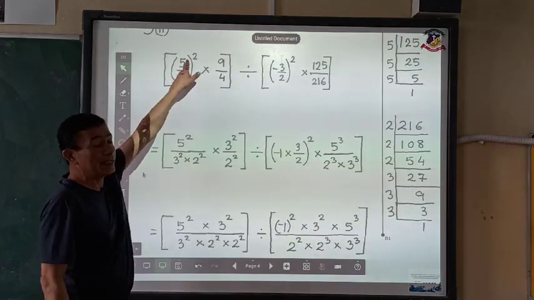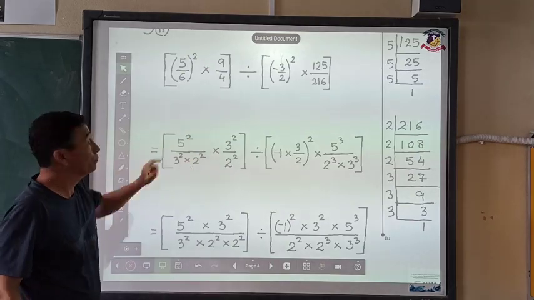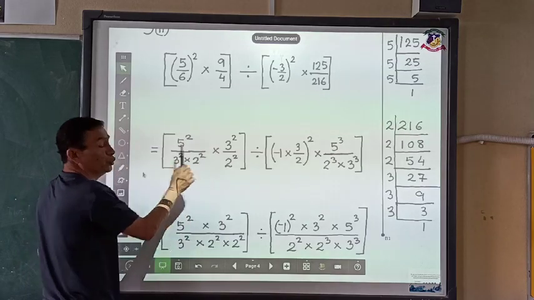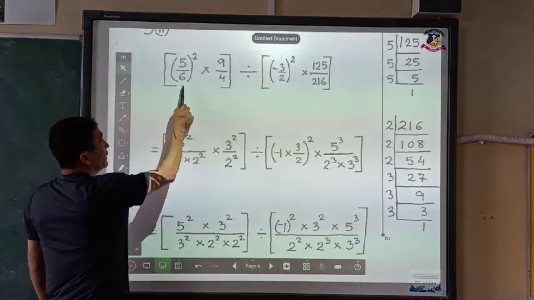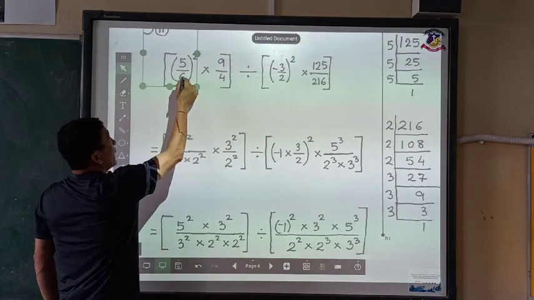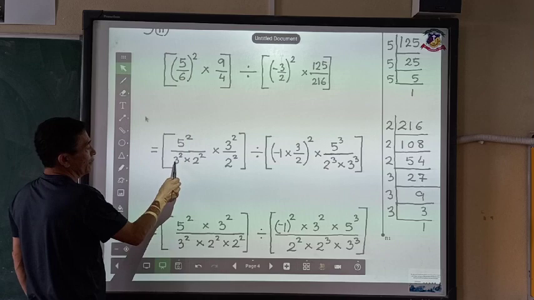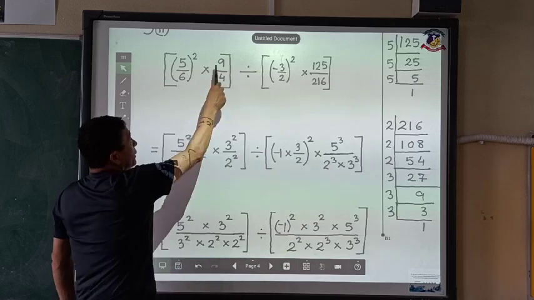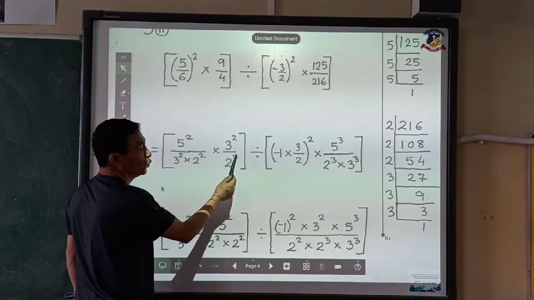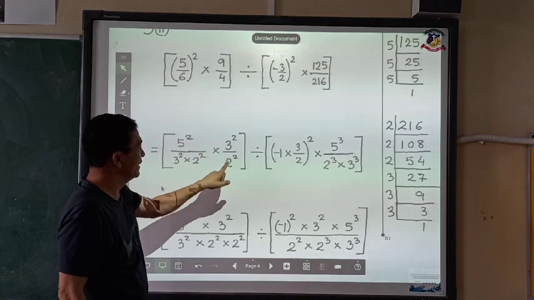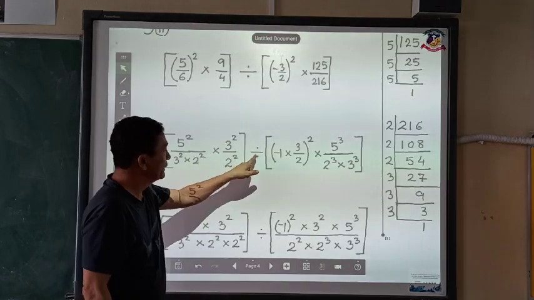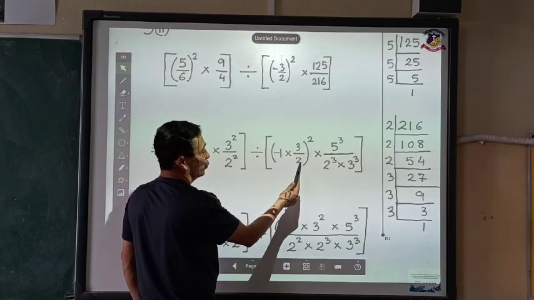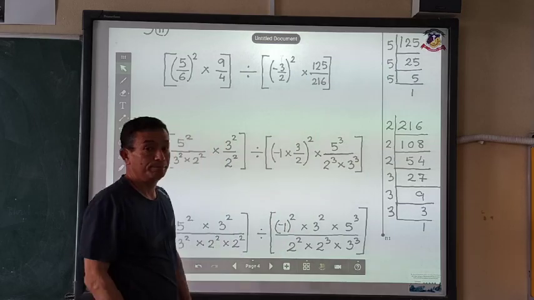So 5 square, I can write it like this. This 6 square I will convert into 3 square into 2 square. Why 3 square into 2 square? 6 is 3 multiplied by 2 and then I have a square here. Therefore 3 squared into 2 squared multiplied by 9 upon 4 can be written as 3 squared upon 2 squared, because 3 into 3 is 9 and 2 into 2 is 4. Divided by negative 3 upon 2, which can be written as negative 1 multiplied by 3 upon 2, and then we have a whole square.